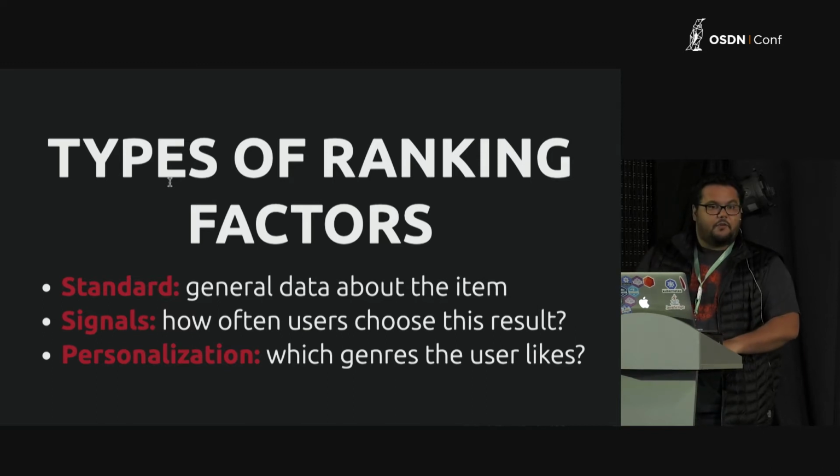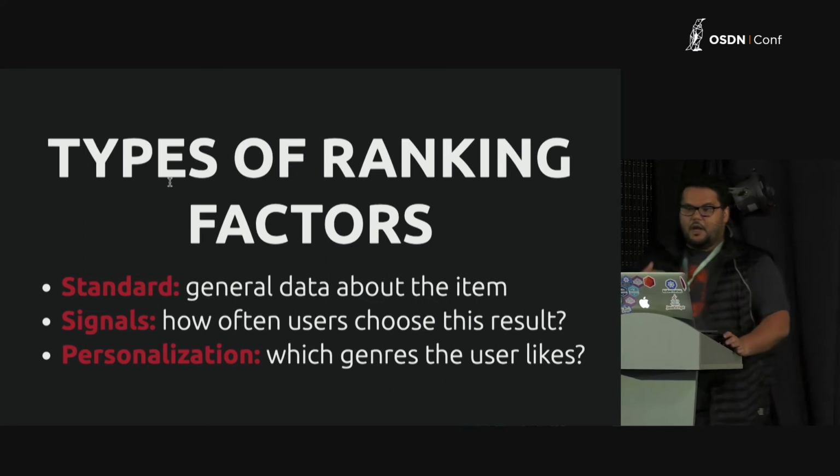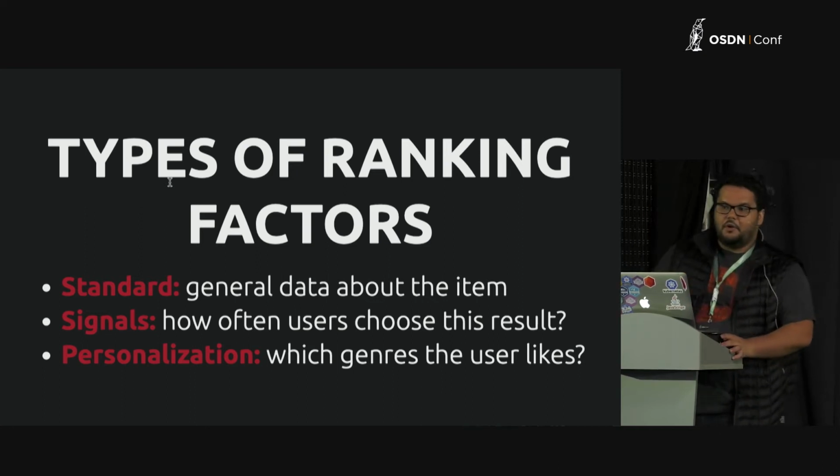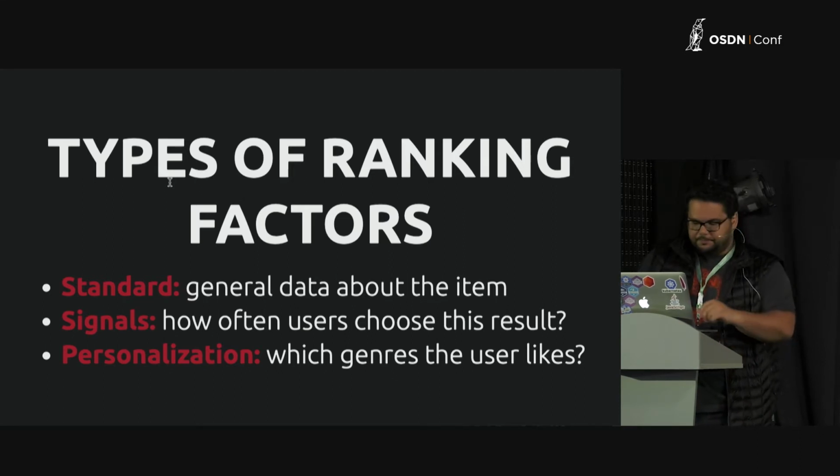Some of the types of ranking factors you can use: you have general data about the item. You can also use signals, so how often a user chooses this item or this result. And you also have personalization. So for instance, if I prefer comedy over science fiction, you might boost a result with comedy.